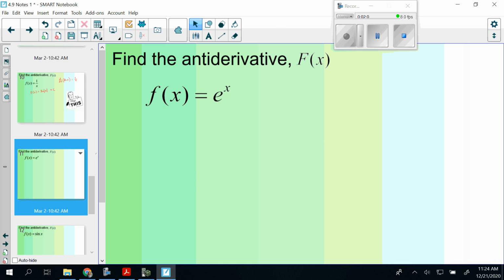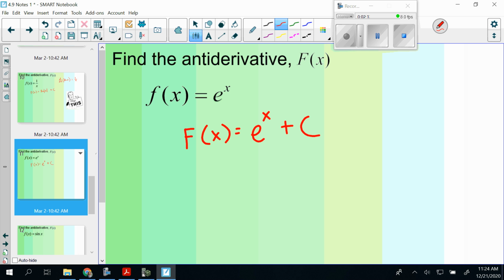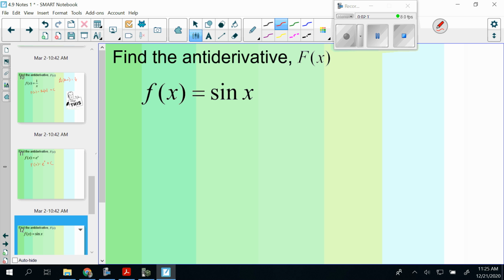Okay, another one you should know, this one's super easy. What's the antiderivative of e to the x? Well, the derivative of e to the x is e to the x. So that means the antiderivative, same thing, is e to the x, plus a possible constant. Trig ones, same thing. We know these trig derivatives, so now we just got to think backwards.